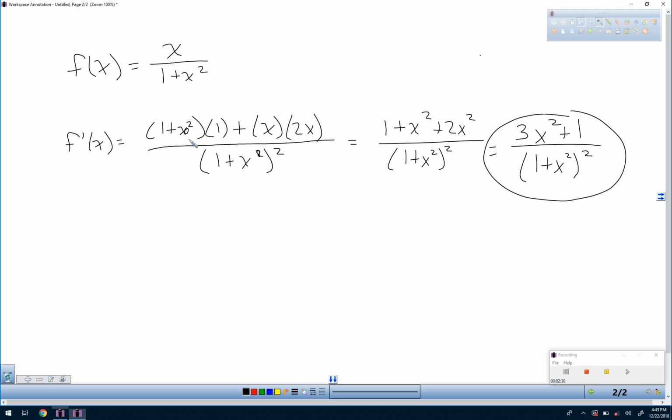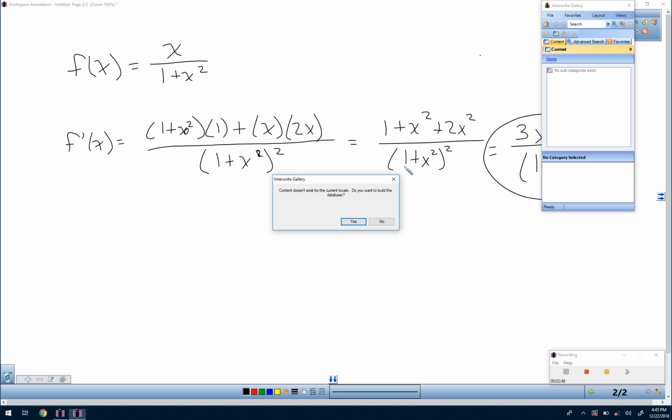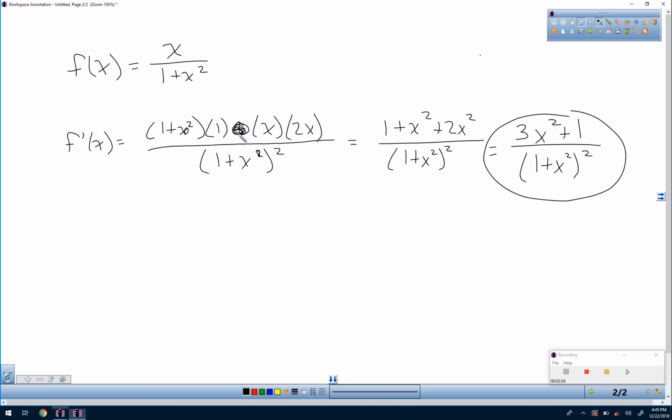So low d high minus, I put plus. Let's change that to a minus, so that needs to be minus, not a plus. Let me change that right quick. So this should have been a minus. So then that will be 1 plus x squared minus 2x squared, and x squared minus 2x squared will be negative 1x squared. So that would be negative x squared plus 1 over 1 plus x squared to the second power. So there we go. Just remember, it's low d high minus high d low all over low squared.